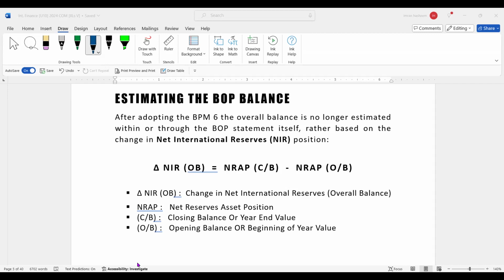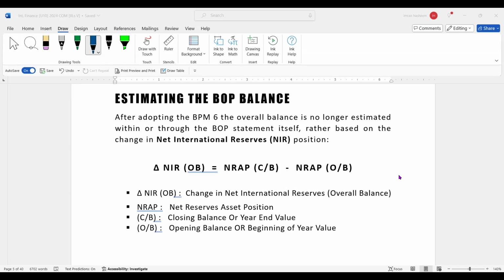Okay, right. Now, overall, as I explained earlier, we are trying to figure out what is the impact of whatever we did in the BOP process on the foreign reserves or foreign assets of the country. So to get this outcome, we have to have something called the net international reserve assets position. What is the change? Delta meaning change.